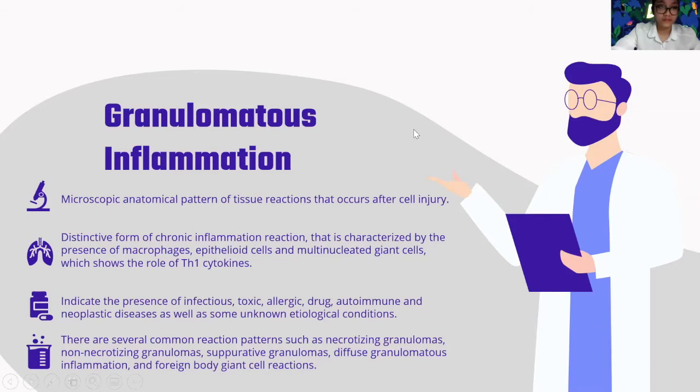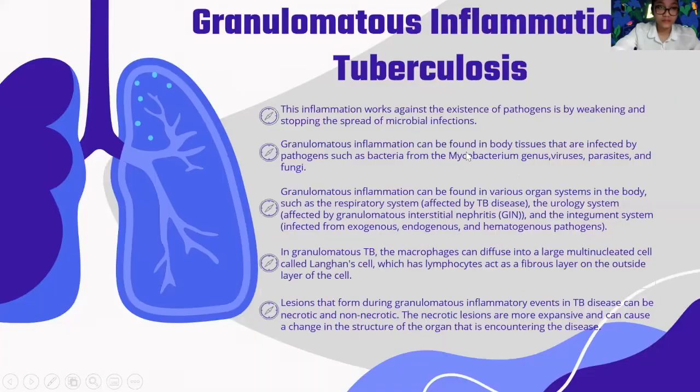Okay, hello everyone. So my name is Stefan Christian Surya, with student number 200251150. So I will present the granulomatous inflammation in tuberculosis. This inflammation works against the existence of pathogens by weakening and stopping the spread of microbial infections.